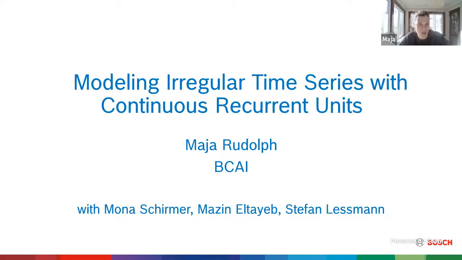Today, I'm talking about some other work, though. This work was done by an intern, Mona Schirmer, who did her master thesis with me last summer. This is basically the result of this collaboration. The topic was how to develop a neural architecture that can, in a very good way, handle time series with irregular time intervals. We developed the continuous recurrent units, and this is what I want to present to you today.